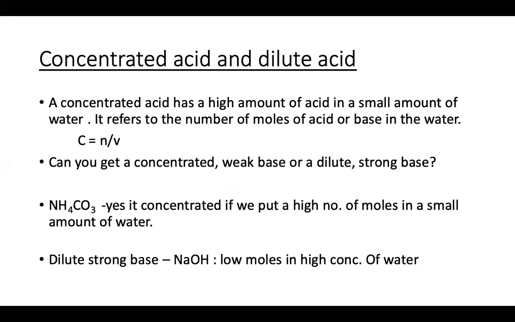Concentrated and dilute acid: we said for a concentrated acid, we have to look at C equals n over V. A concentrated acid has a high number of moles in a given volume of water, and a dilute acid is one that has a small number of moles in a given volume of water, right? Then the question was, can we get a concentrated weak acid or a dilute strong acid?